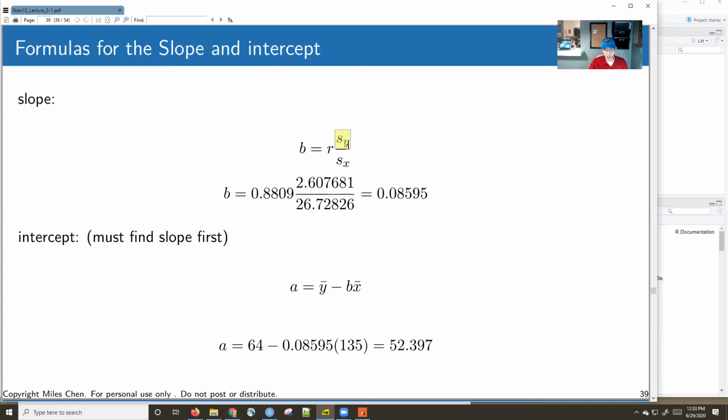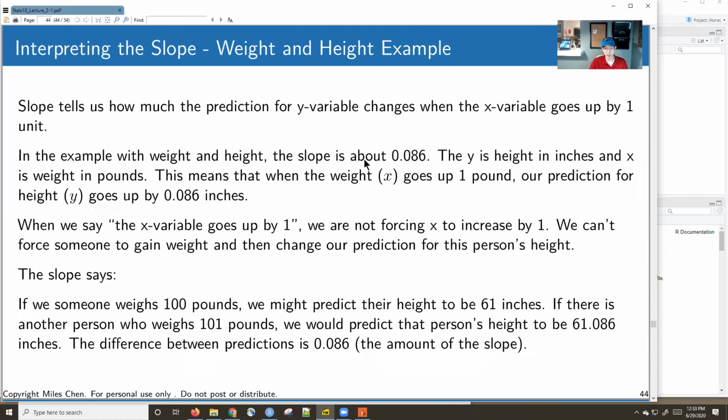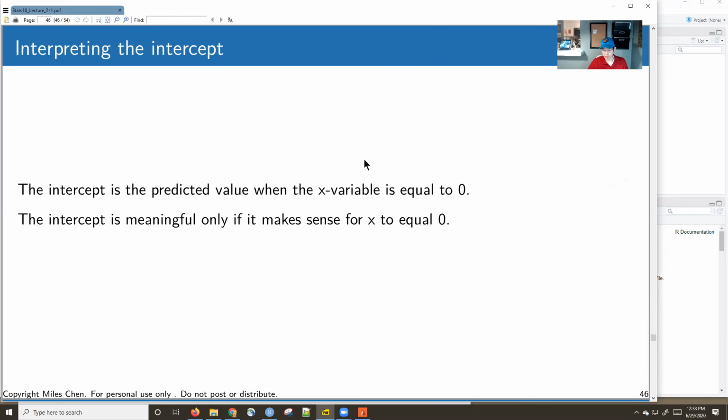Because standard deviations are always positive, the standard deviation of y divided by the standard deviation of x, sy over sx, will always be positive. This part over here will always be positive. And therefore, the sign of the slope is going to depend entirely on the sign of r. So when r is positive, the slope is positive. When r is negative, the slope is going to be negative. That's a good question, and that is the relationship. So you will never have a positive slope when the relationship is negative.